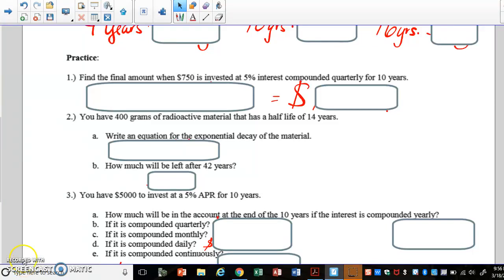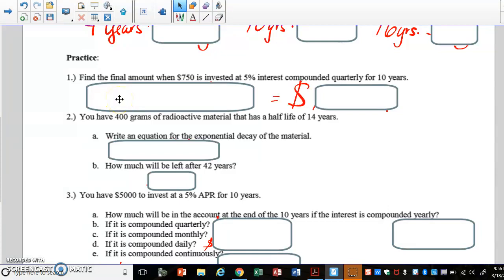Alright, this is going to be a short video just going through these 4 practice problems. So number 1, find the final amount when $750 is invested at 5% interest compounded quarterly for 10 years.